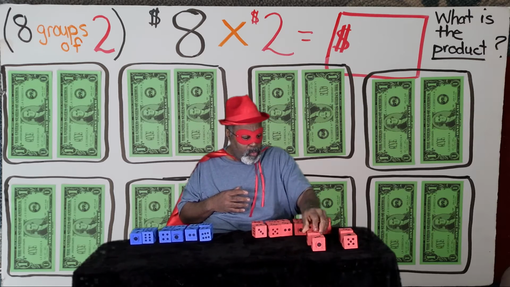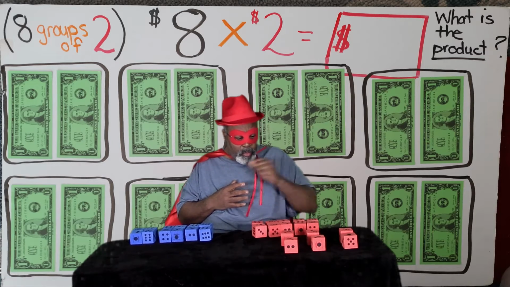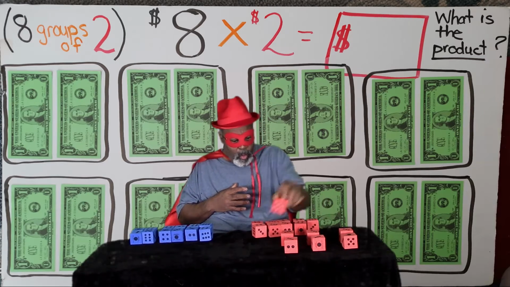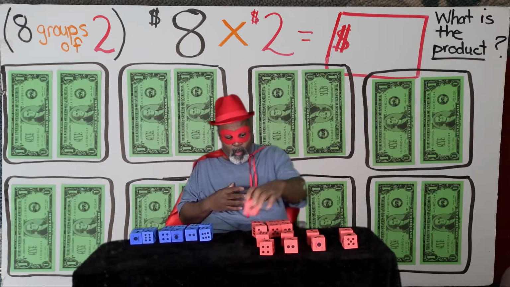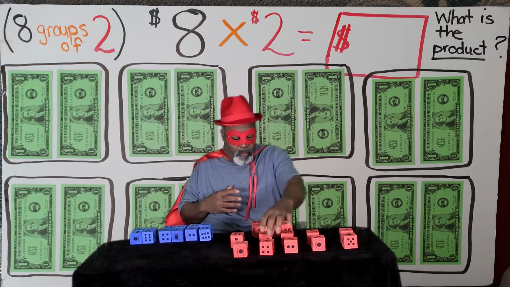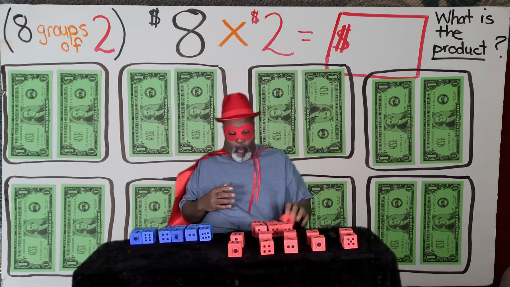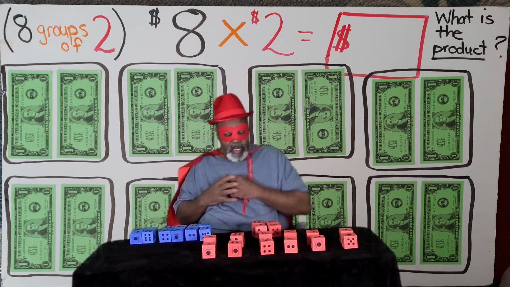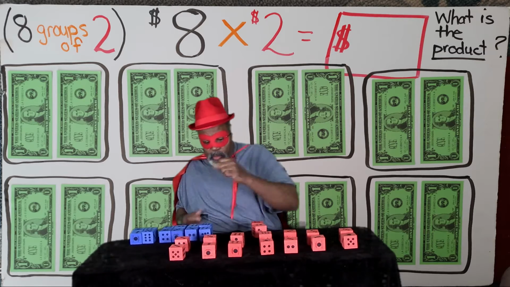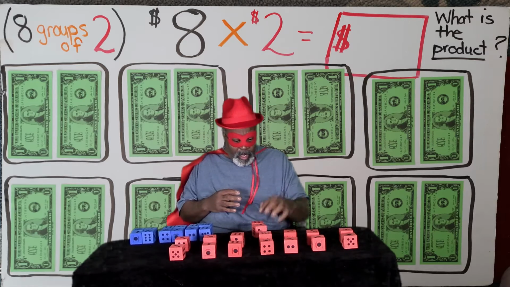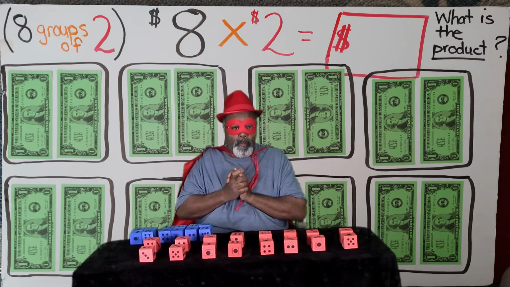1, 2, that's the second group. 1, 2, that's the third group. 1, 2, that's the fourth group. 1, 2, that's the fifth group of 2s, because they're in groups of 2s. 1, 2, that's the sixth group of 2s. 1, 2, that's the seventh group of 2s. And 1, 2, that's the eighth group of 2s.